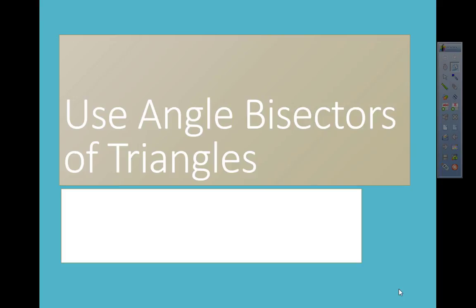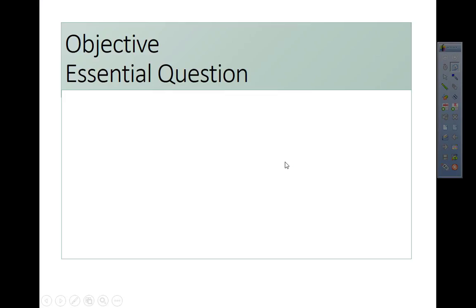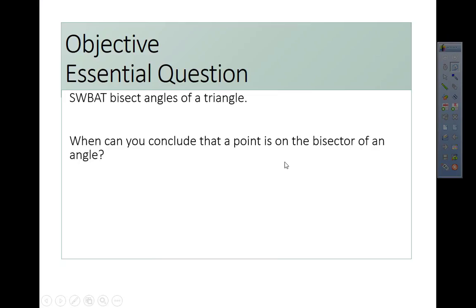Okay, so angle bisectors. This is something we had way back in chapter 1, I think, where we had angle bisectors and angle addition and things like that. So we're going to review some of those ideas. Our goal today is for students to be able to bisect angles of a triangle. And then we want to eventually get to this question: what can you conclude about the point that is on the bisector of an angle?